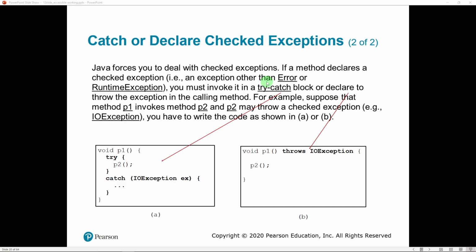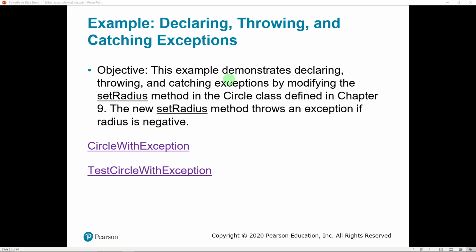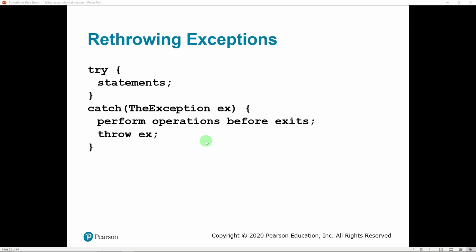This is basically going through those things that I just went through on the previous slide. All right, so the circle with an exception, I'm going to go through that in the next video. We're going to look at an actual real life example in NetBeans. But I do want to mention some other things. Sometimes we can rethrow an exception. In our catch statement, we can do a couple lines and we can rethrow the statement.